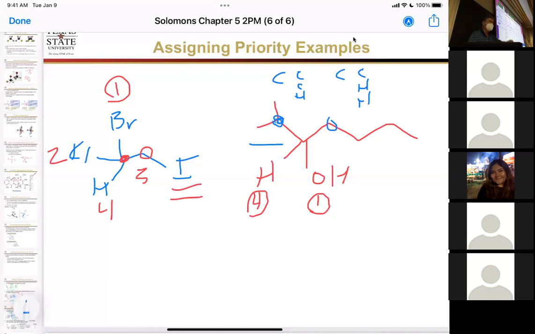Okay, so I'm going to go ahead and stop here, and we're going to start assigning R and S on Wednesday after the quiz. We will get up to assigning priority on the quiz. So learn how to assign priority 1 through 4 for the quiz, and all of chapter 4 and up to priority. Got it? All right, thank you, everybody.